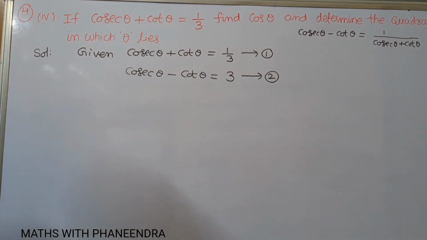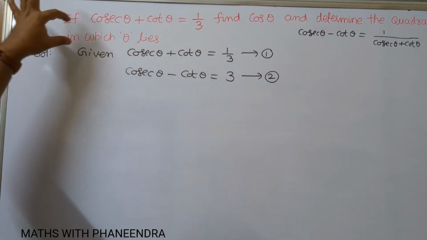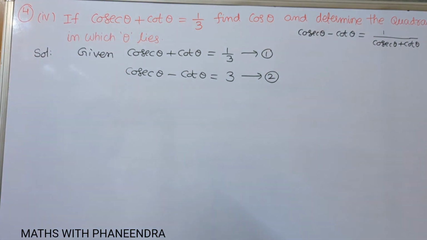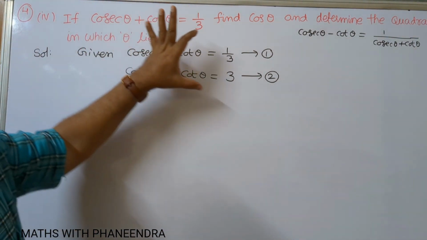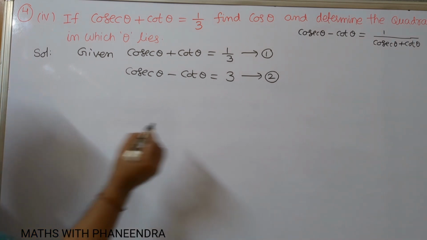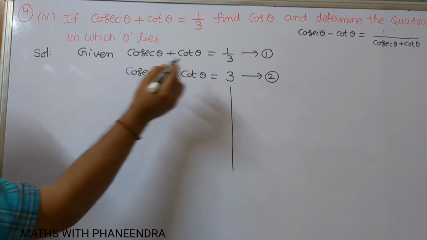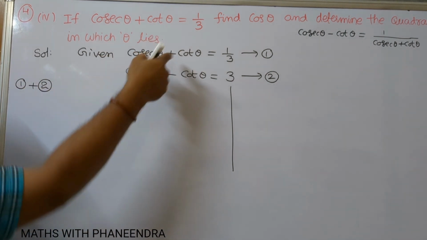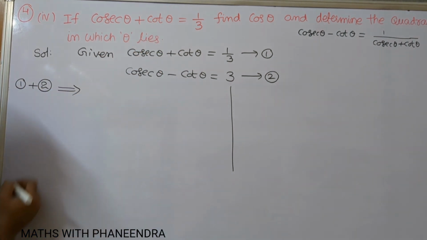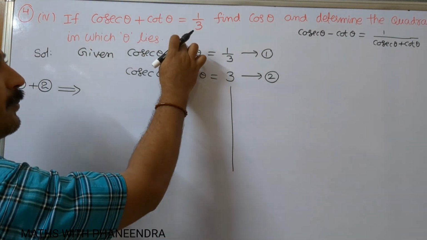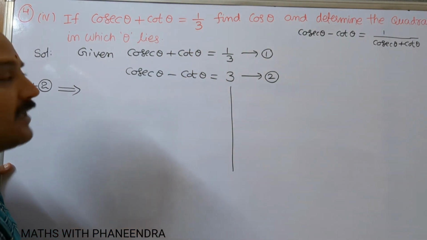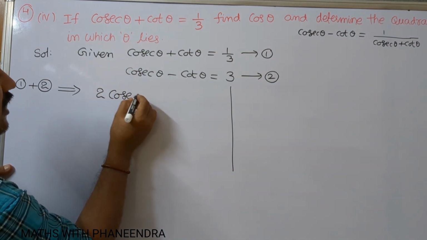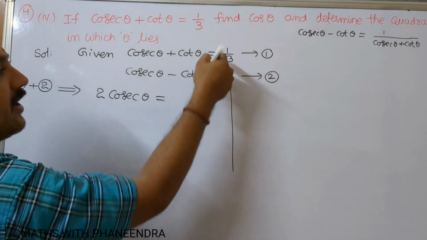So to solve, to find in which quadrant theta lies, we need to calculate the cosecant theta and cot theta values. How to do it? First, we will do equation 1 plus equation 2. Whenever we are adding, plus cot theta and minus cot theta get cancelled. Cosecant theta plus cosecant theta, 2 cosecant theta, will come, equal to 1 by 3 plus 3.